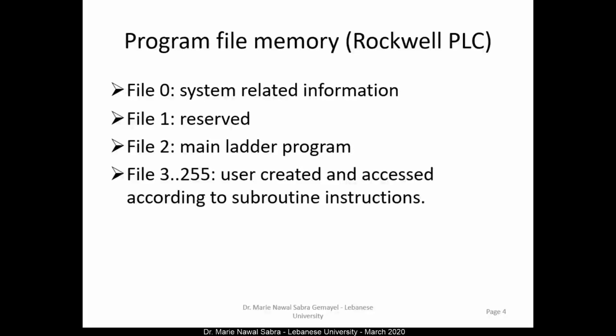The program file memory is divided into three main files. The first one is system-related information. The second one is reserved for the internal functioning of the PLC. And in the third file, we have the main ladder program. For the rest of the files, we have the user-created subroutines. So we have the main and the subroutine programs in files 2 and 3 onwards. But for this file addressing, we as programmers don't have to know where the program or the subprograms are saved. This is an internal organization of the PLC.